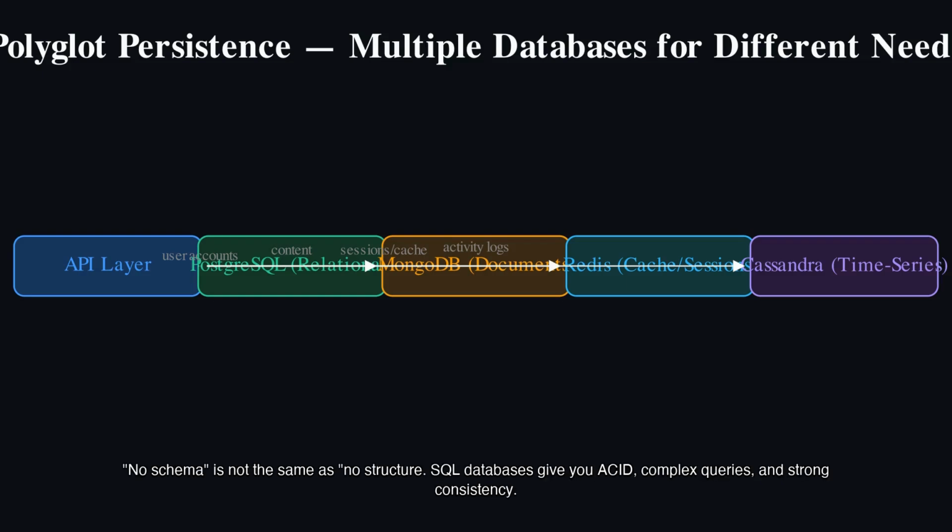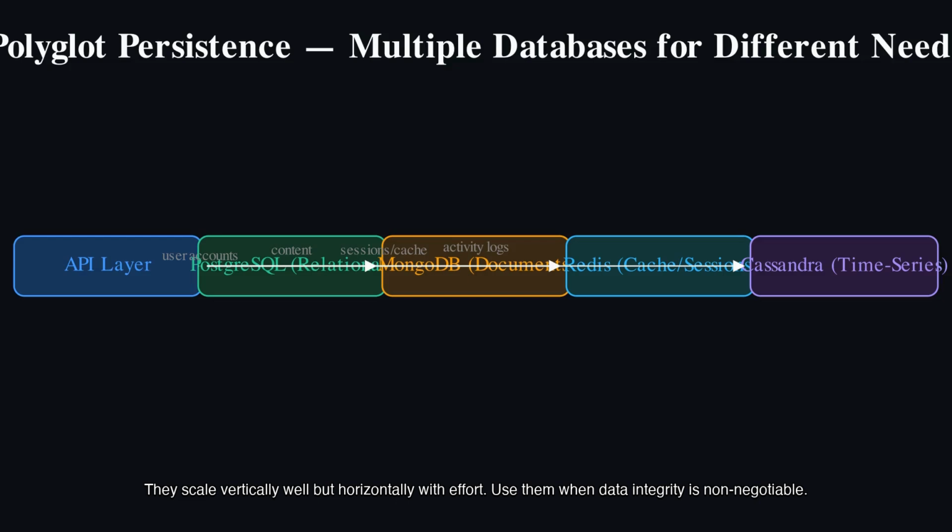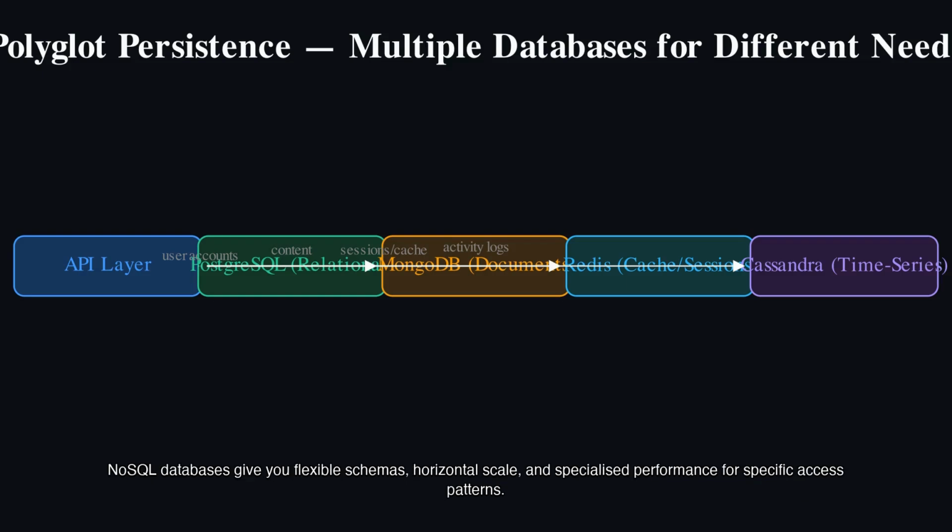SQL databases give you ACID, complex queries, and strong consistency. They scale vertically well, but horizontally with effort. Use them when data integrity is non-negotiable. NoSQL databases give you flexible schemas, horizontal scale, and specialized performance for specific access patterns. Use them for high-scale, well-defined workloads. The real answer is often both. Different databases for different parts of your system.